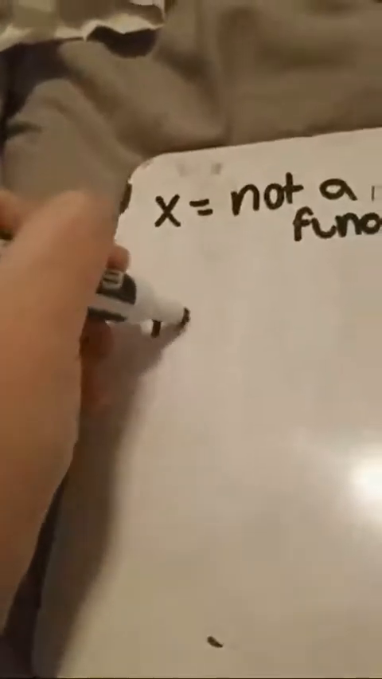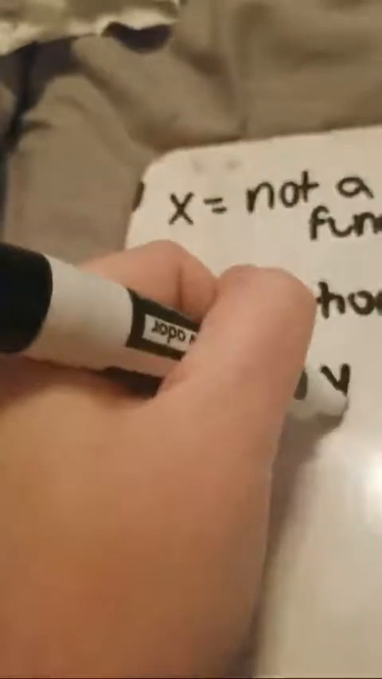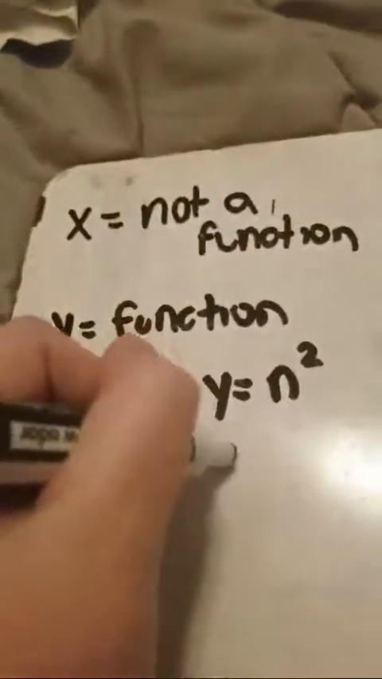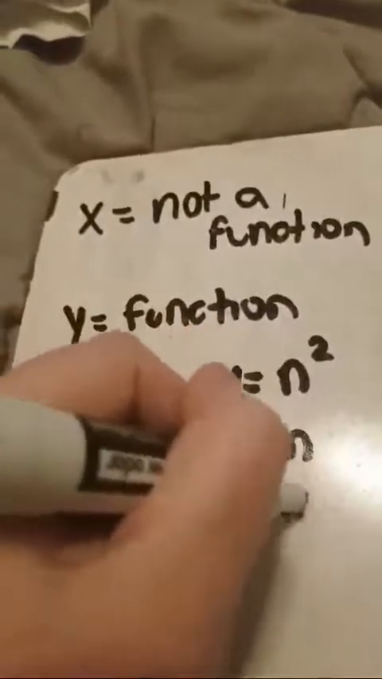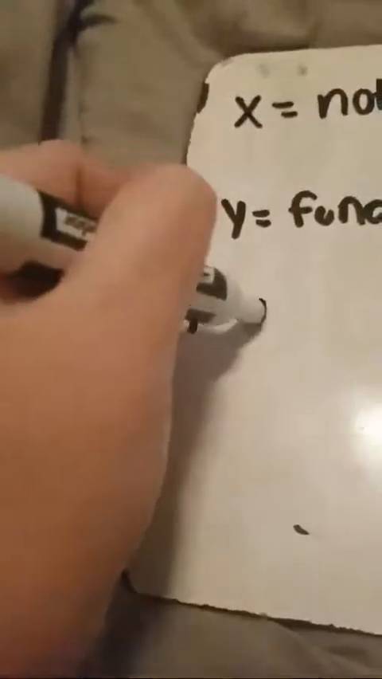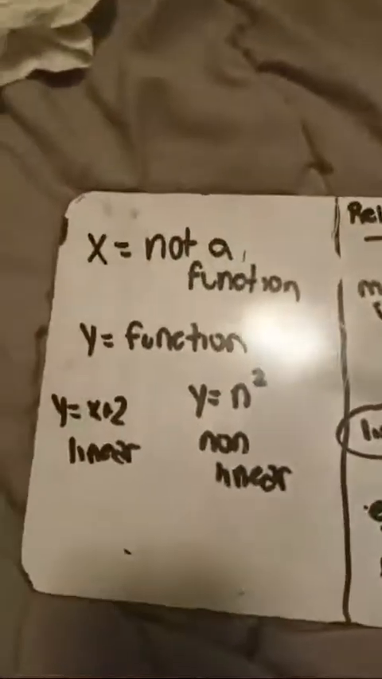Okay. Last time, screenshot this, y'all. X equals is not a function. Y equals is a function. Y equals something squared is nonlinear. Y equals like x plus 2 is linear. All right, screenshot that, y'all.